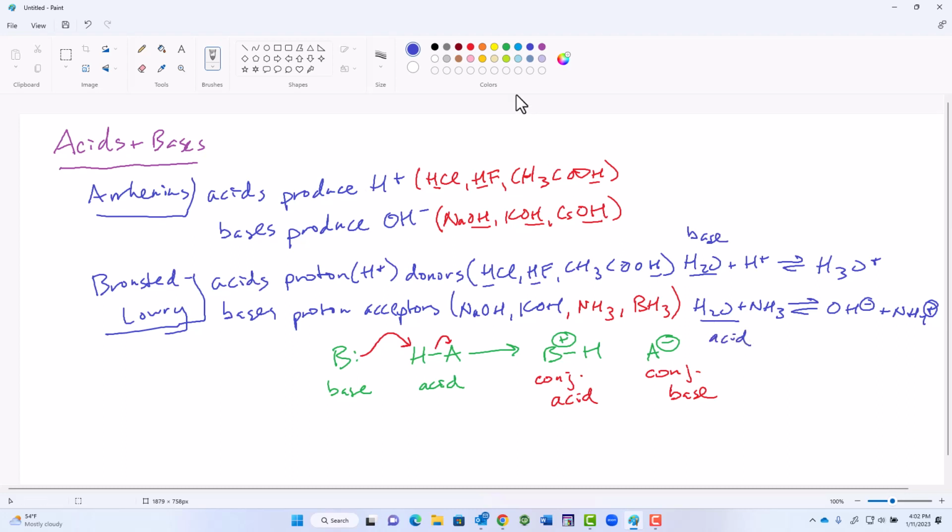If we have a case where something can act both as a base and an acid, we call this amphoteric. Common amphoteric species are water, hydrogen sulfate, hydrogen phosphate, as well as dihydrogen phosphate. These are things that can go either way. They can either accept a proton or donate a proton. So these are some common amphoteric species.